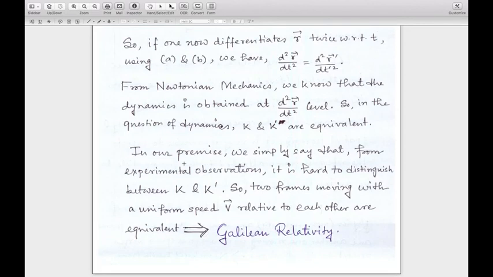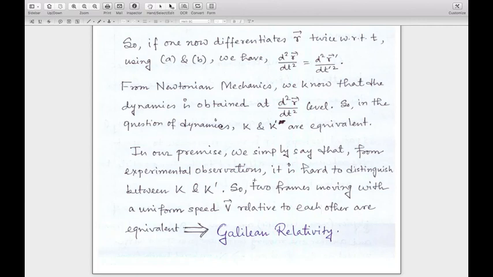So in our premise, again forgetting Newton's law, we simply say that from experimental observations, it is hard to distinguish between k and k prime. So two frames moving with a uniform speed v relative to each other are completely equivalent, and that is the fundamental principle of Galilean or non-relativistic relativity. So Galilean relativity, that is another relativity.